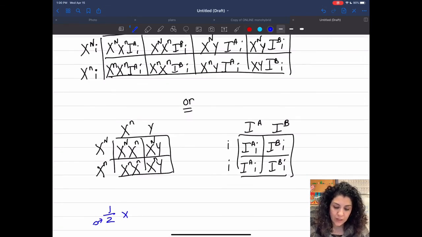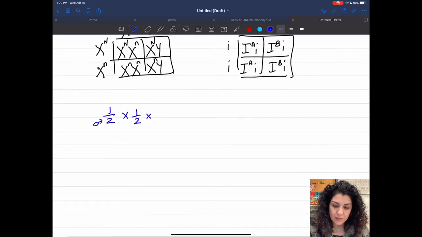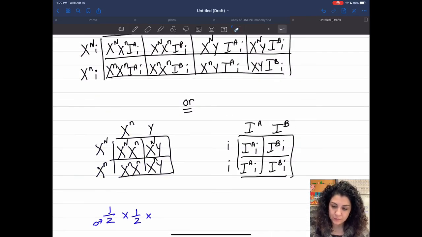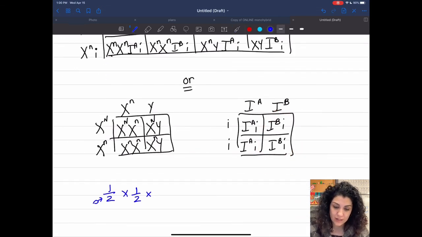And then I need colorblind. So what are the chances that my boy is going to be colorblind? Right here, I have a half. And type B, again, when I look at this, I have 2 out of the 4, or 1/2 again. And so I'm going to end up with 1 out of 8.